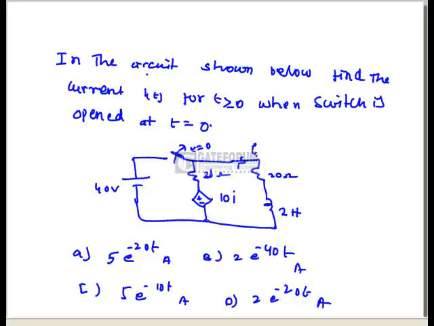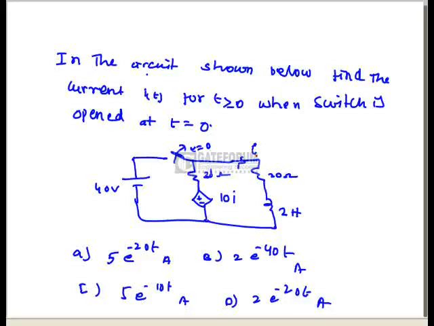So for solving this, first we have to solve the circuit at t equal to 0 minus. At t equal to 0 minus, the inductor always acts as a short circuit, because from minus infinity to 0 minus there will be a steady state for the inductor. And what is the switch position at t equal to 0 minus? The switch is closed, because at t equal to 0 the switch is opened.